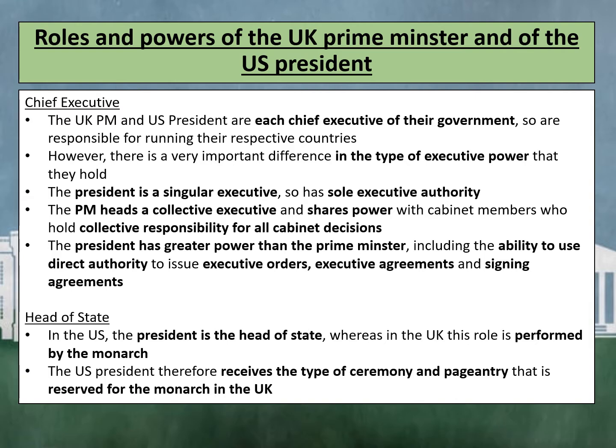The President has greater power than the Prime Minister, including the ability to use direct authority to issue executive orders, executive agreements, and signing arrangements. Then there is the head of state role. In the US, the President is the head of state, whereas in the UK, this role is performed by the monarch. The US President therefore receives the type of ceremony and pageantry that is reserved for the monarch in the UK.